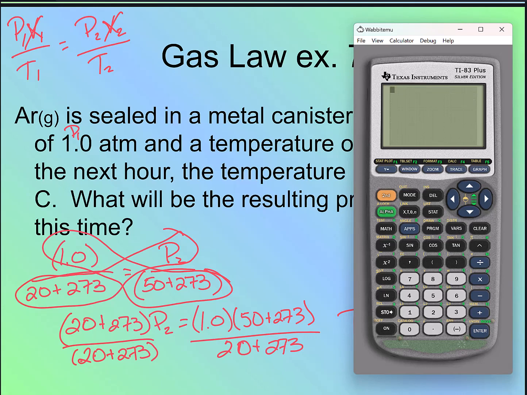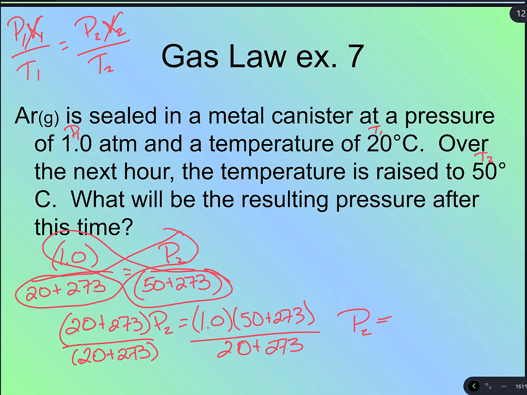So I've got 50 plus 273 divided by 20 plus 273, 1.10 atmospheres. Now, I double check my digits. I've got 1, 2 digits there, 1, 2 digits there, and 1, 2 digits there. Therefore, I'm going to take that digit off and make it 1.1 atmospheres. How do I know it's atmospheres? It tells me back in the problem.